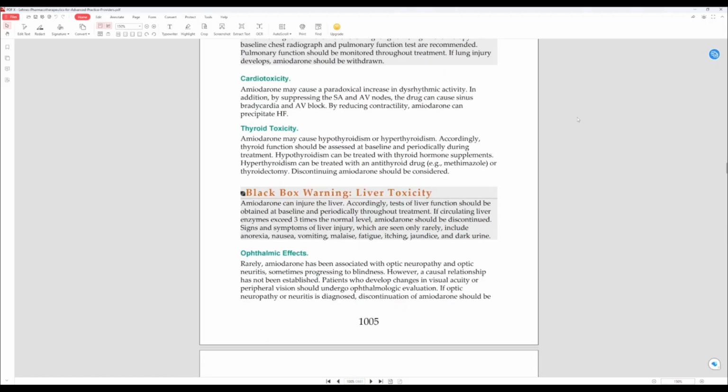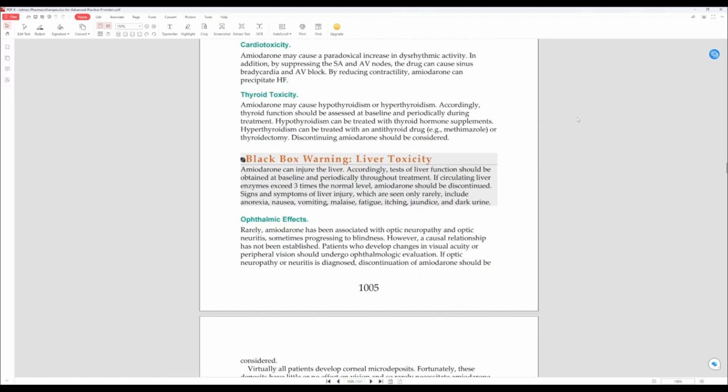So, its black box warning, because why wouldn't it have one, is liver toxicity. Amiodarone can injure the liver. Accordingly, tests of liver function should be obtained at baseline and periodically throughout. If circulating liver enzymes exceed 3 times the normal level, amiodarone needs to be discontinued.